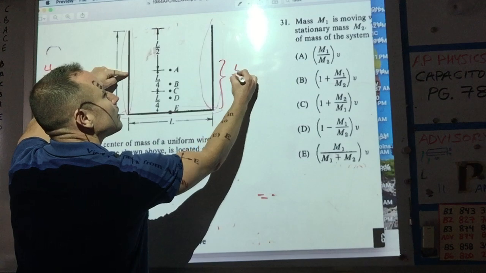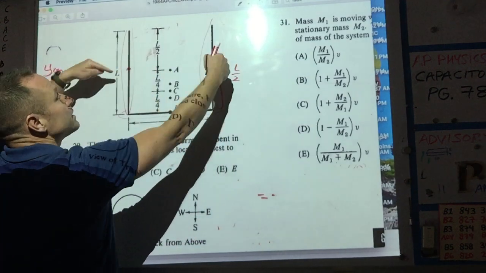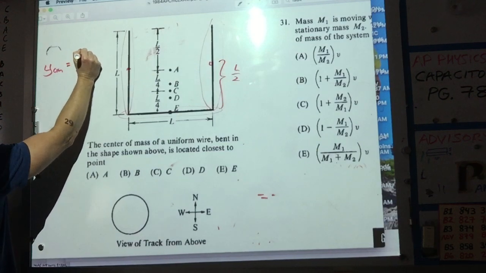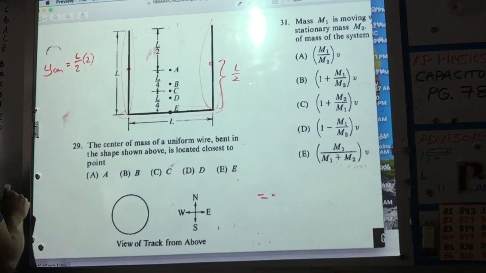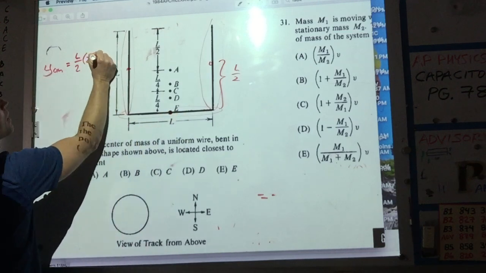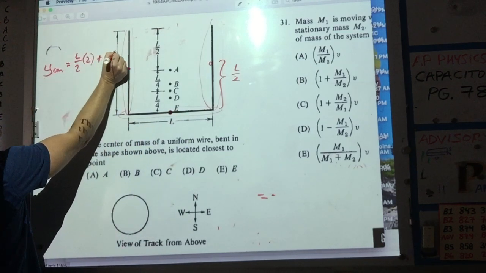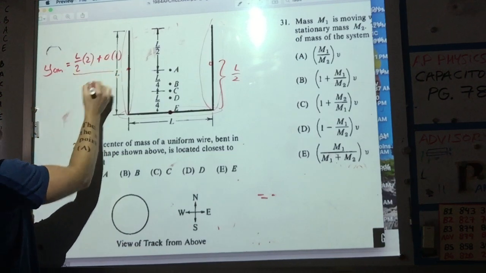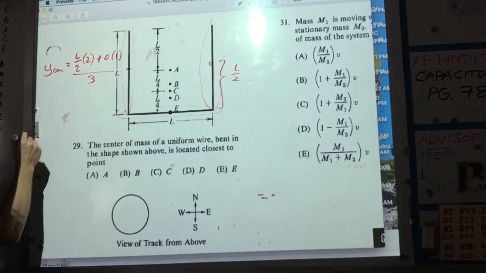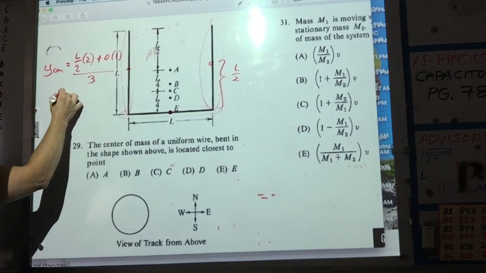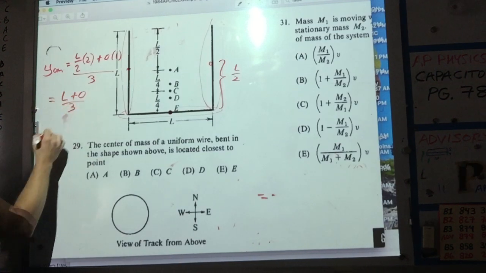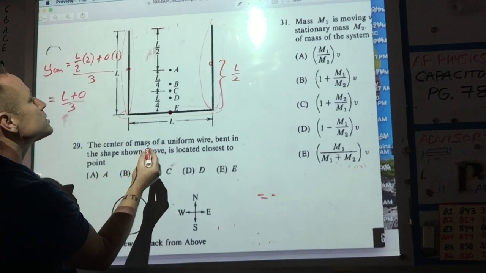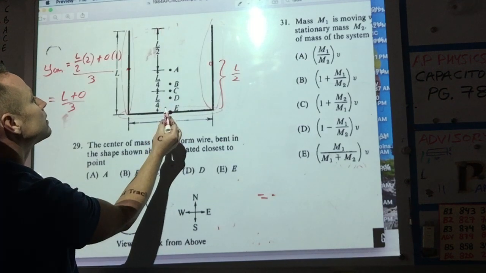at L over 2, we've got 2 masses up there. So position L over 2 is worth 2, and position 0 is worth 1, and then we have to divide by the total mass, which would be 3. And so what we get is L plus 0 over 3. And so it looks like it's going to be L over 3.